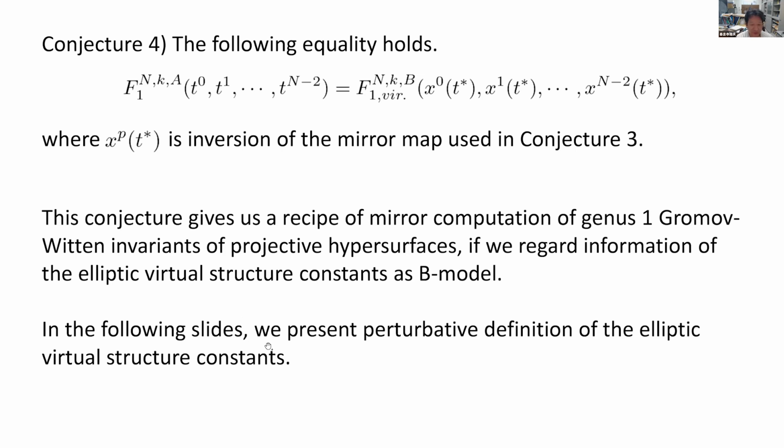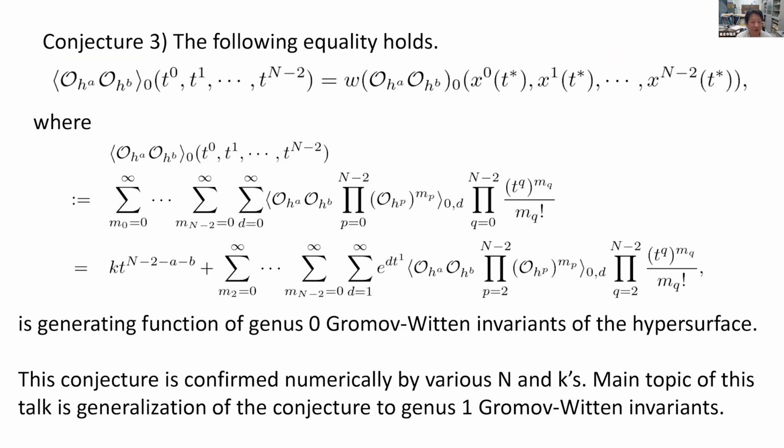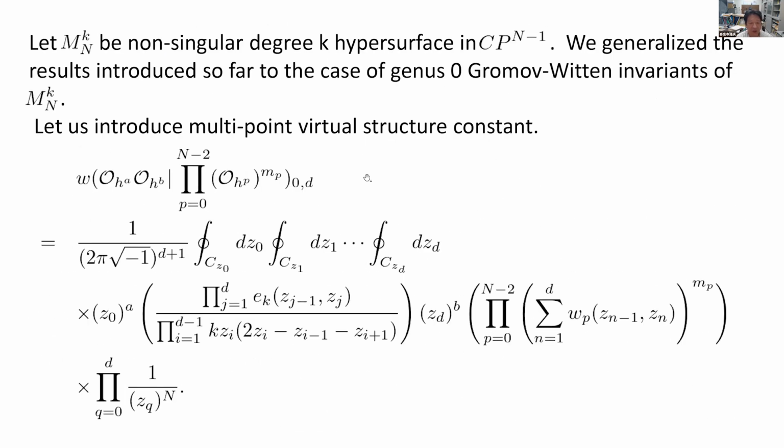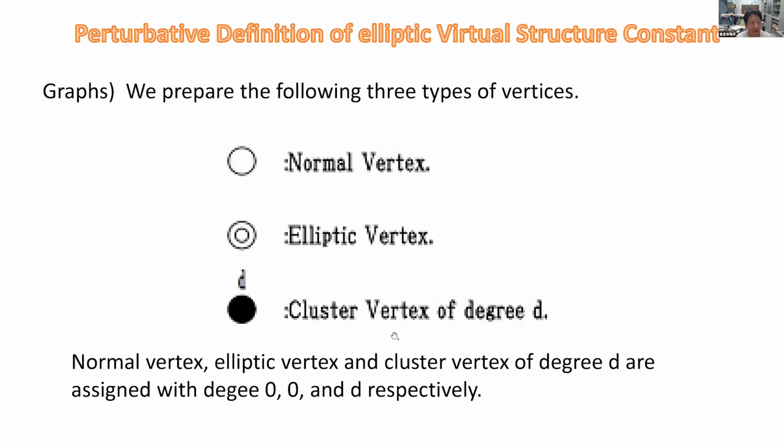Then in the following slides, we present part of the definition of the elliptic vertical structure constant, which is a generalization of the definition of the multi-point vertical structure constants given by this formula. So we generalize this formula to the genus 1 case. Elliptic vertical structure constants are computed by adding up contributions from Feynman graphs. So we first introduce the graphs used in computing elliptic vertical structure constants.